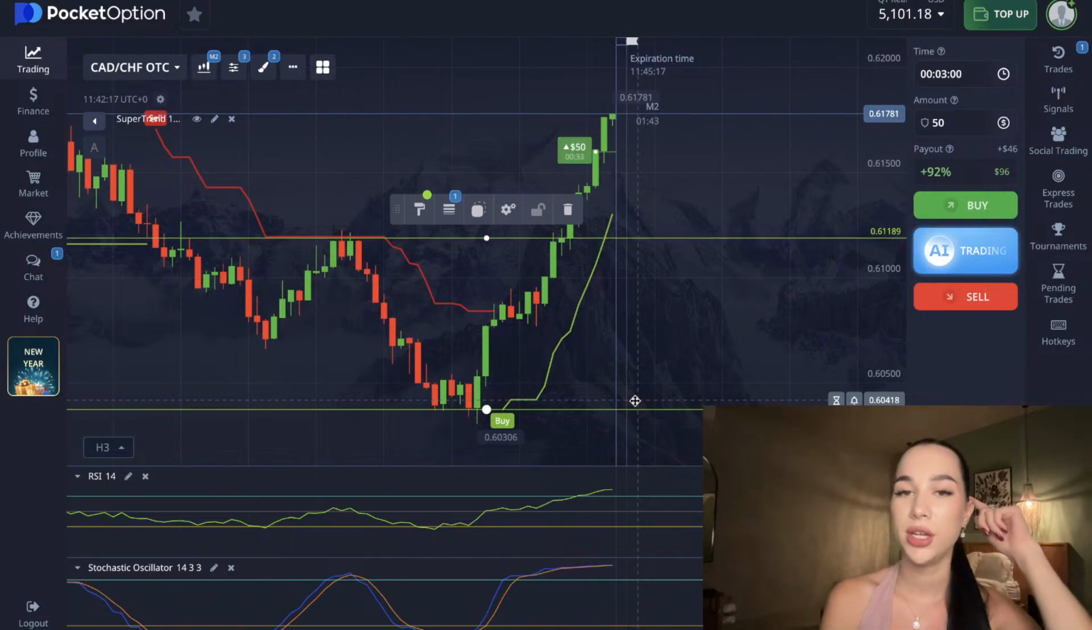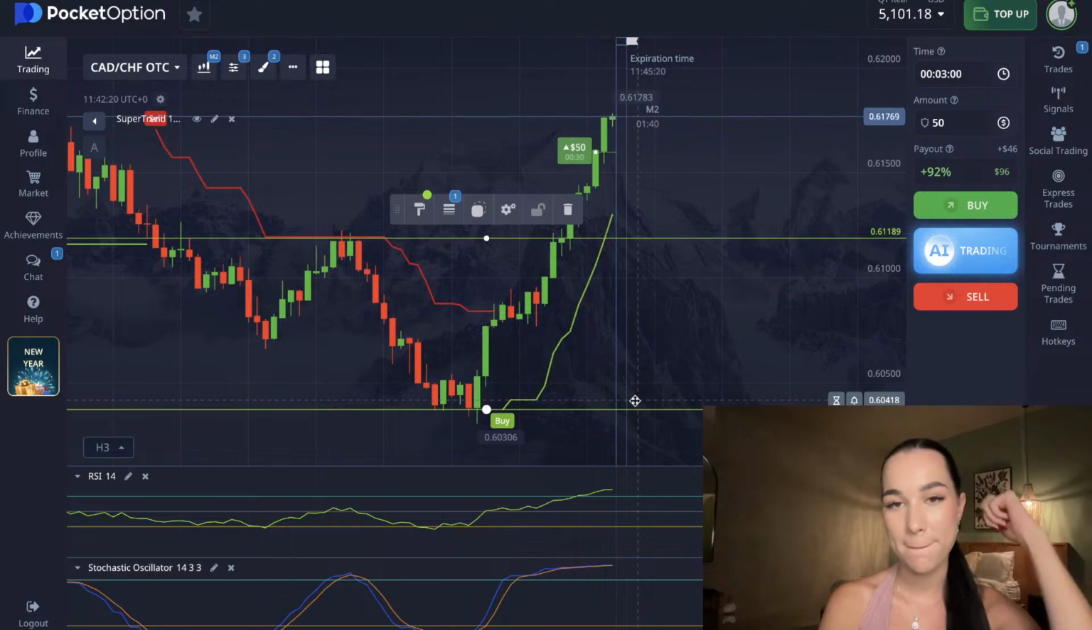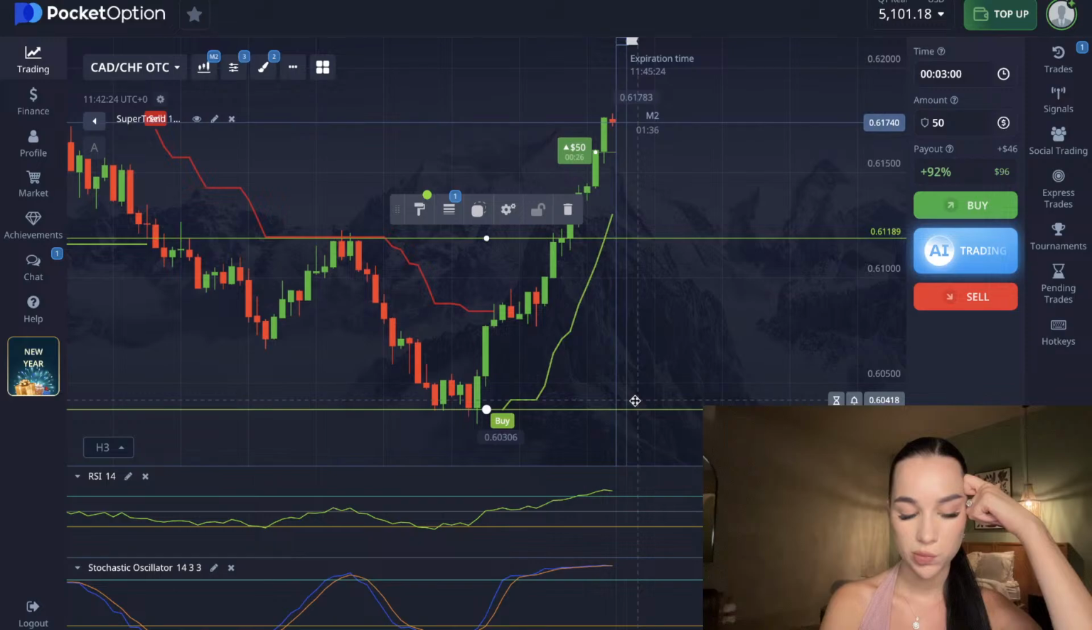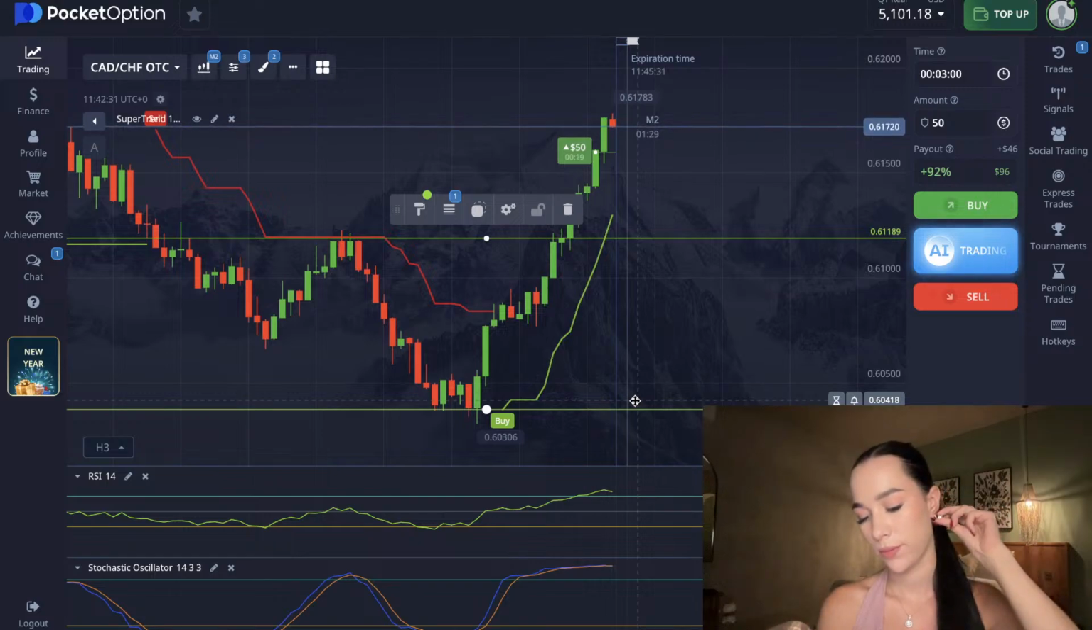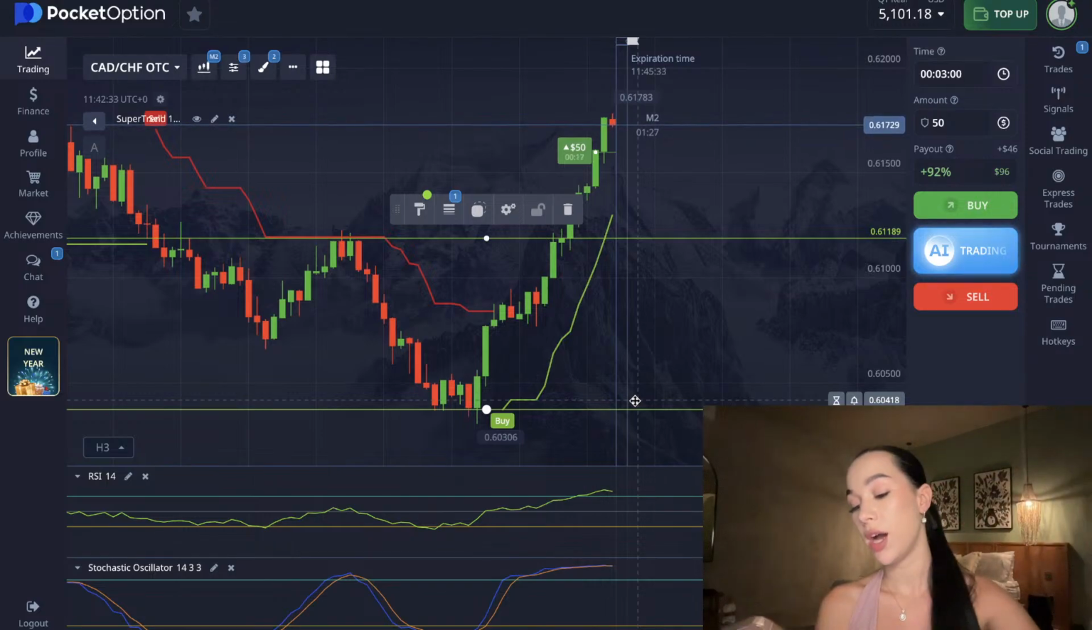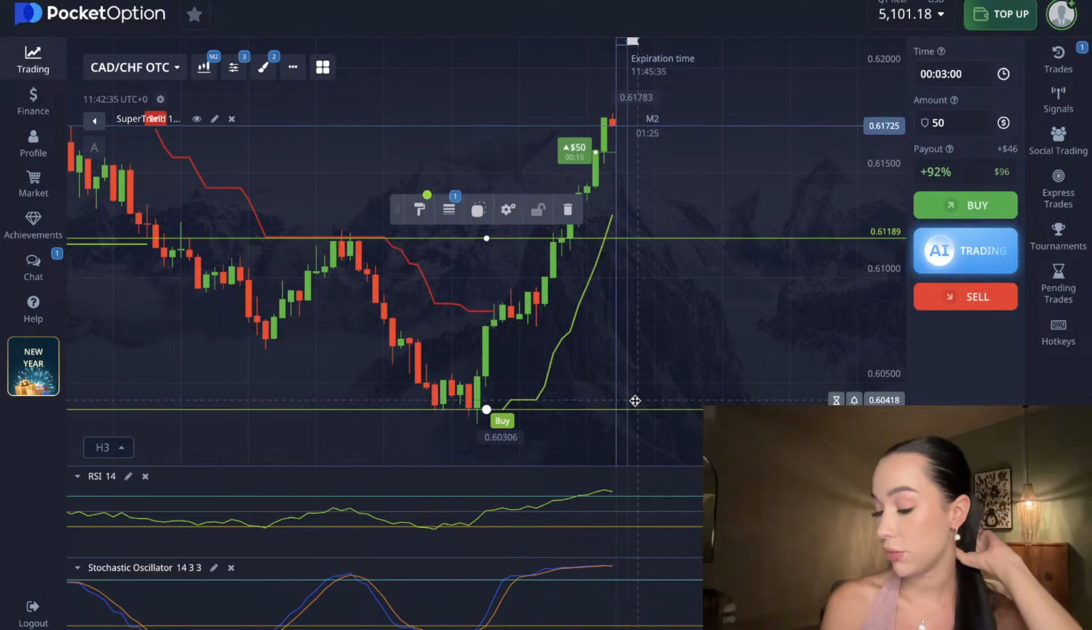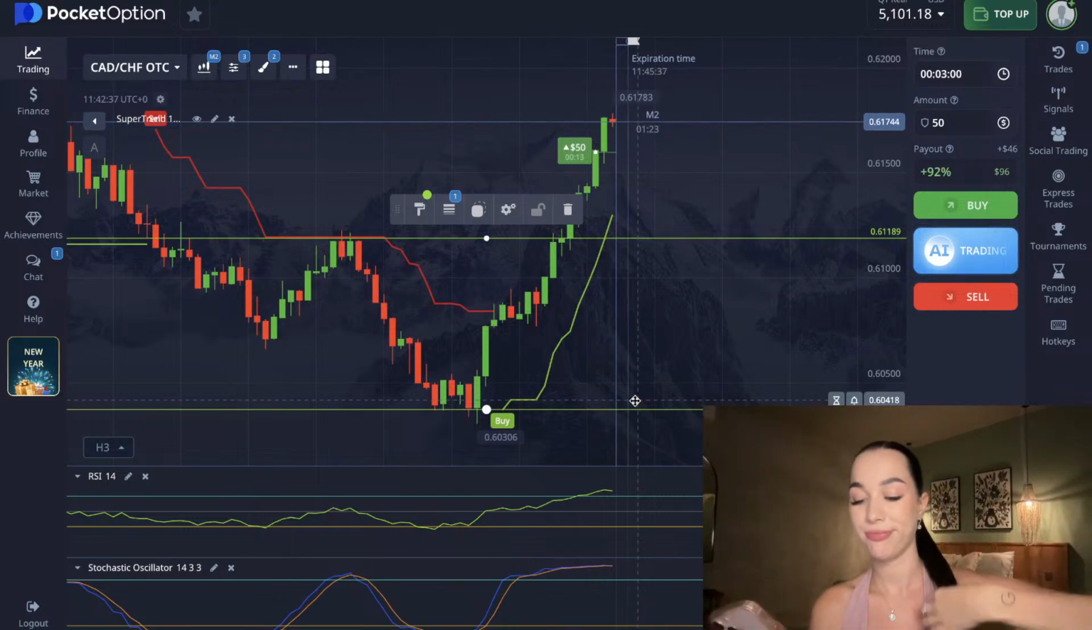Okay, so it's 32 seconds till the end of the trade. It's going pretty well. Oh, I withdraw directly through my bank and then receive the money in 30 minutes. Here it is.